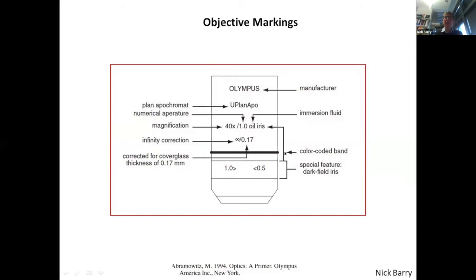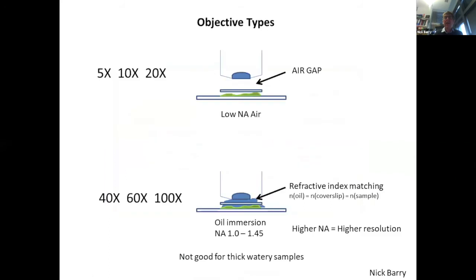And there's usually a color coding on them, which indicates what their magnification is. So types of objectives we typically use, we have the lower magnification ones, normally air, so they've got a big air gap between the sample and the objective. This is useful if you're looking at things in plates or through thicker plastic. You've got enough working distance there to go through a high-sided plate, for example.